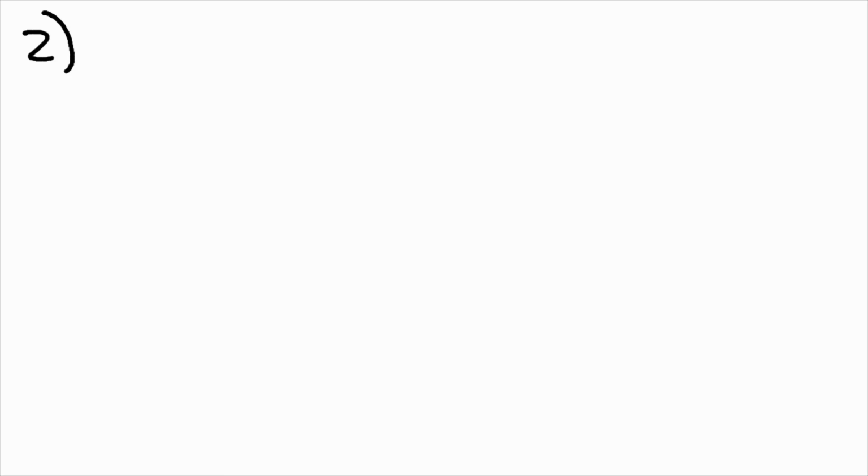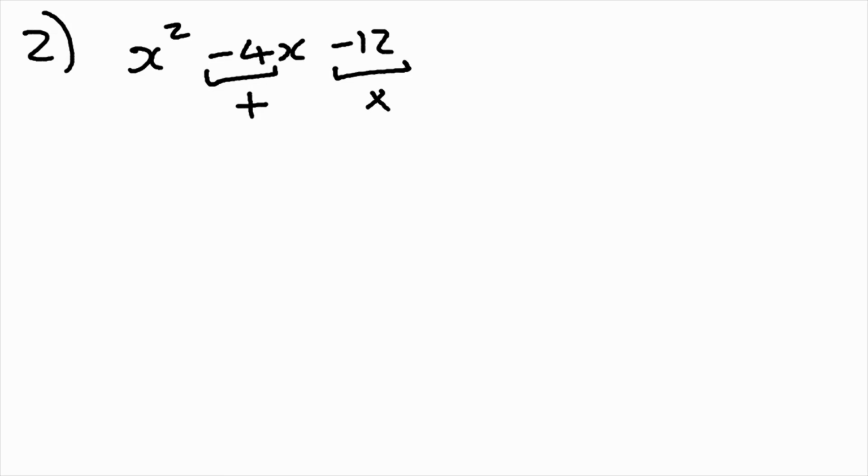Have a look at another example. X squared minus 4x minus 12. We're looking for a pair of numbers that multiply together to give you minus 12 and add together to give you minus 4. So let's list the pairings.